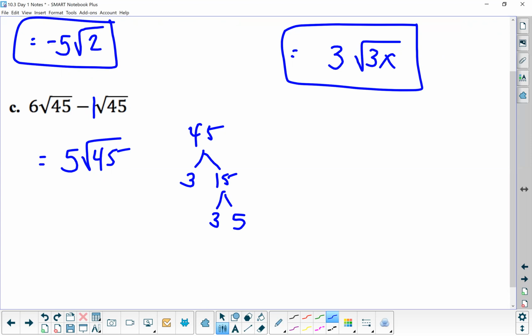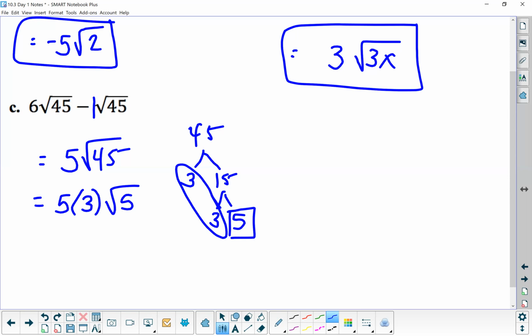So the square root of 45, we've got that pair of like factors, 3. So we bring a 3 outside of the radical. We have this unpaired term 5. So we get 5 times 3, which is 15, times the square root of 5.